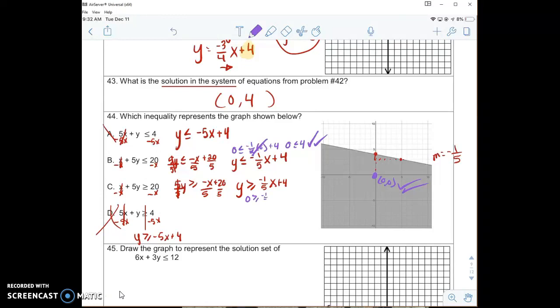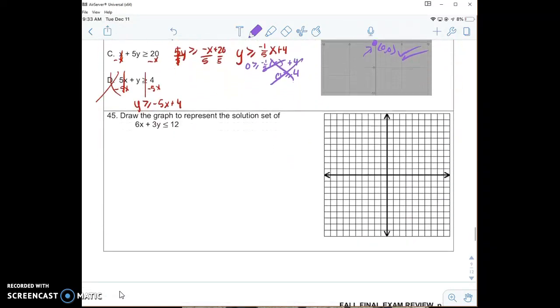0 is greater than or equal to negative 1 over 5 times 0 plus 4. So 0 is greater than or equal to 4. That is not true, so that can't be our answer because 0 is in the solution. 0 is a true point. So our answer is B.